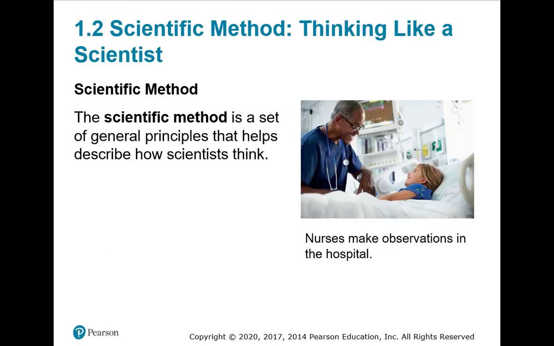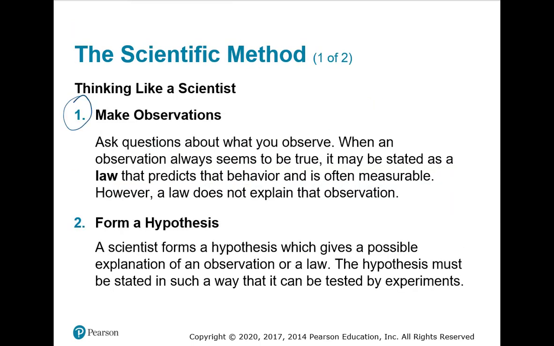Moving on to Section 2, we're going to look at the scientific method, thinking like a scientist. The scientific method is a set of general principles that helps describe how scientists think. Number 1, we make observations. Ask questions about what you observe. When an observation always seems to be true, it might be stated as a law that predicts that behavior is often measurable. However, a law does not explain that observation.